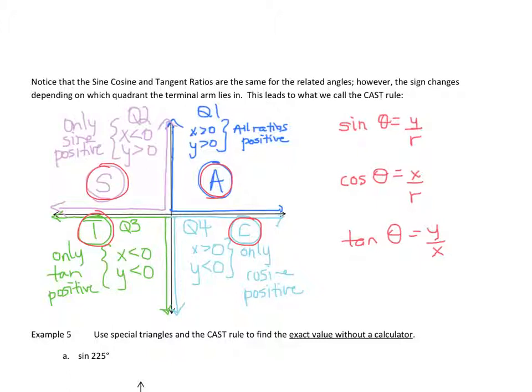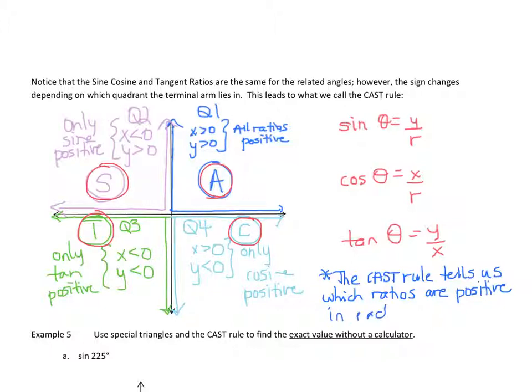So let's just make one final note here to say the CAST rule tells us which ratios are positive in each quadrant. Okay, moving on.